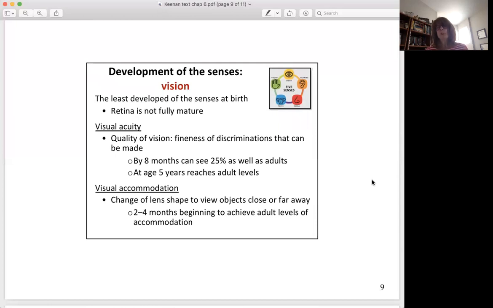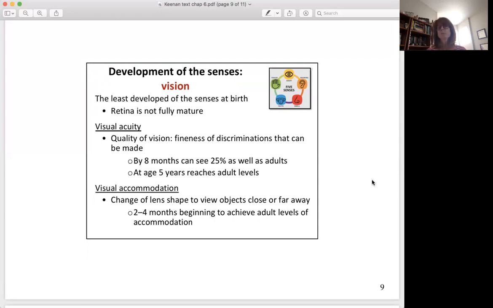The development of vision is probably at birth the least developed of all the senses. When you're born, actually, your retina is not fully mature. So there is a quality of vision that is fine-tuned as infants grow. And by about 8 months, they can see about 25% as well as adults. So visual acuity is not there at birth, and it reaches the adulthood stage by about 5 years old.